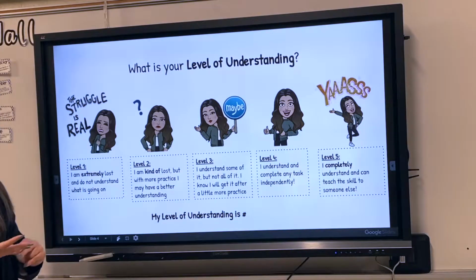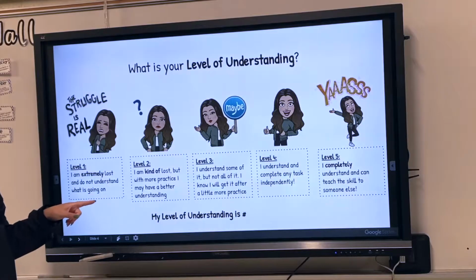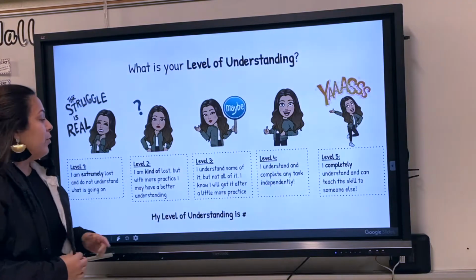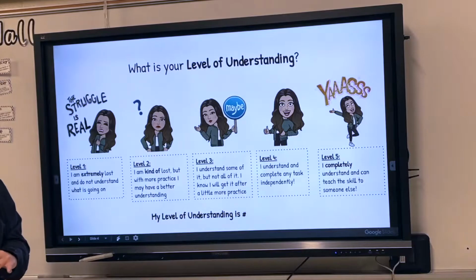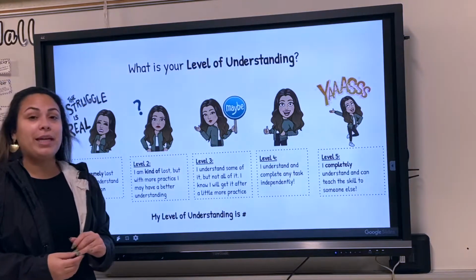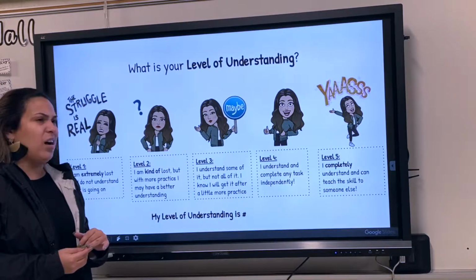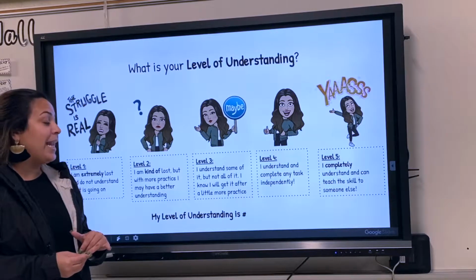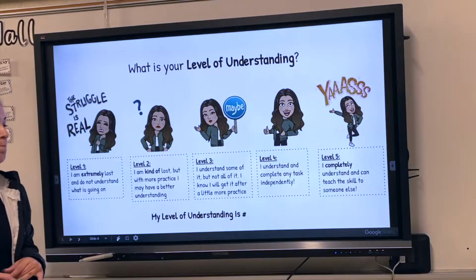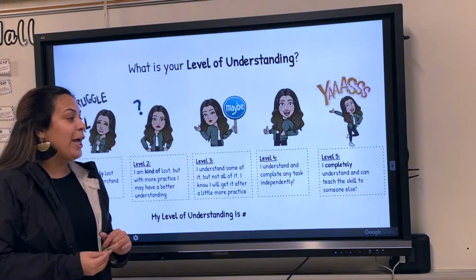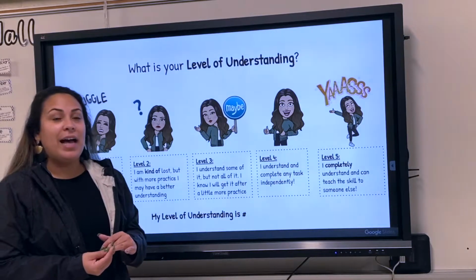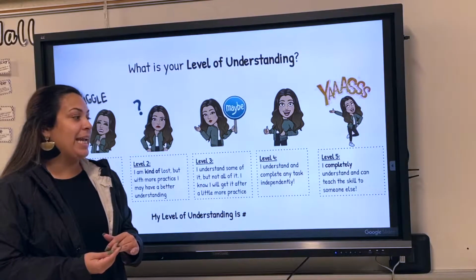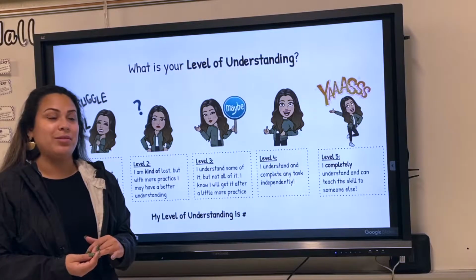So the levels of understanding are: level 1, I am extremely lost and do not understand what is going on. Level 2, I am kind of lost, but with more practice, I may have a better understanding. Level 3, I understand some of it, but not all of it. I know I will get it after a little more practice. Level 4, I understand and can complete any task independently. And then level 5, I completely understand and can teach the skill to someone else.